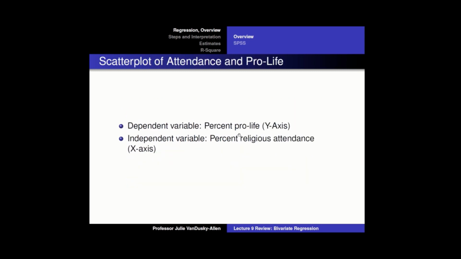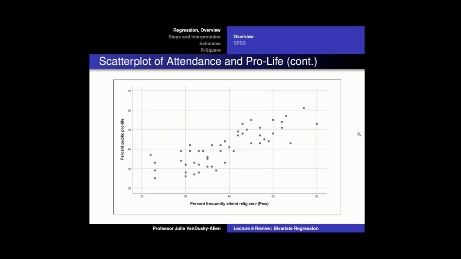Now, we could collect data on the percentage of people in a state that are pro-life and the percentage of people in a state that frequently attend religious services. And we could put this data on a scatter plot. If we did that, since percent pro-life is our dependent variable, we would put that on the y-axis. And because percent religious attendance is the independent variable, we would put that on the x-axis, and then we would plot the points. And this is what it could look like.